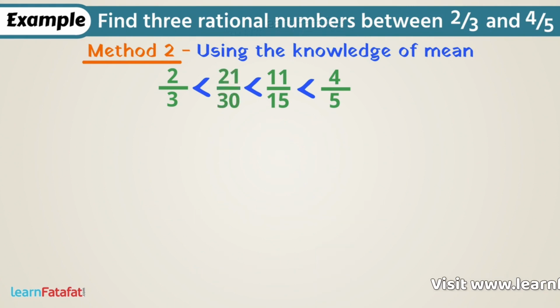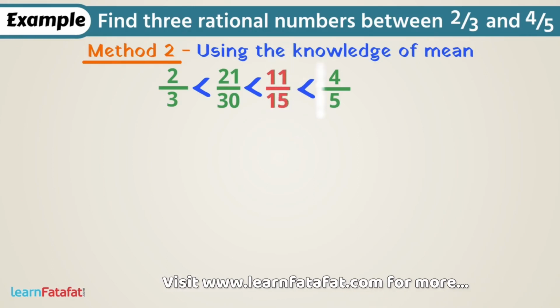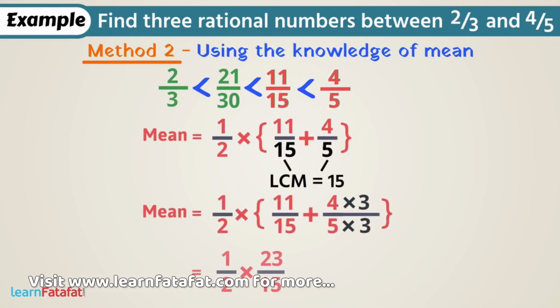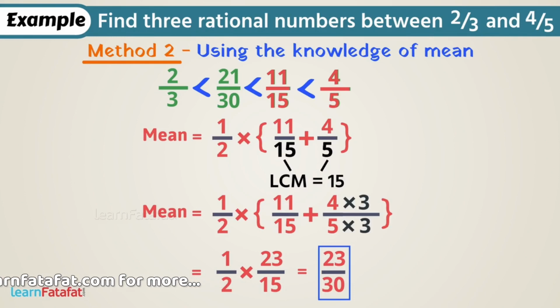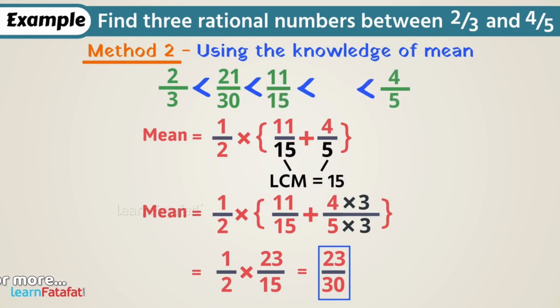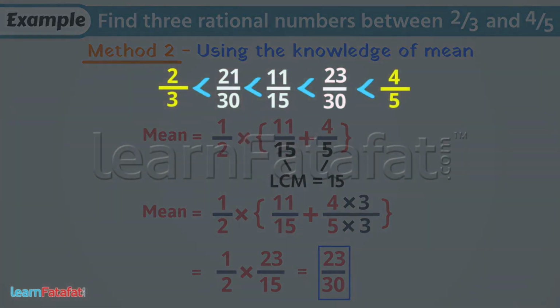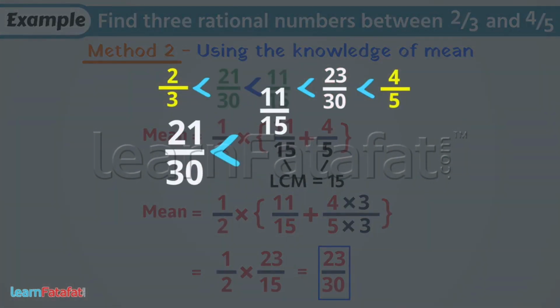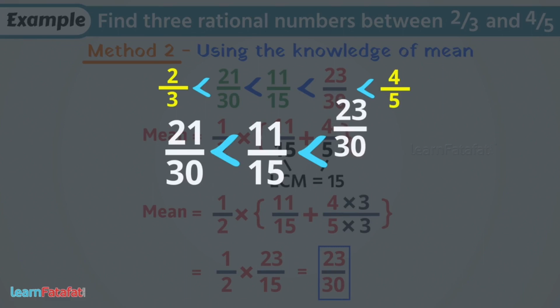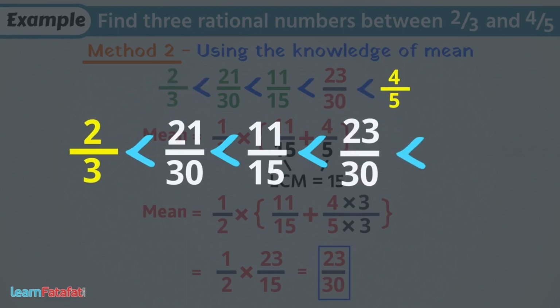Similarly, next rational number can be found by obtaining mean of 11 by 15 and 4 by 5. So we get 23 by 30. This is the third rational number between given rational numbers. Thus, 21 by 30, 11 by 15 and 23 by 30 are 3 rational numbers between 2 by 3 and 4 by 5.